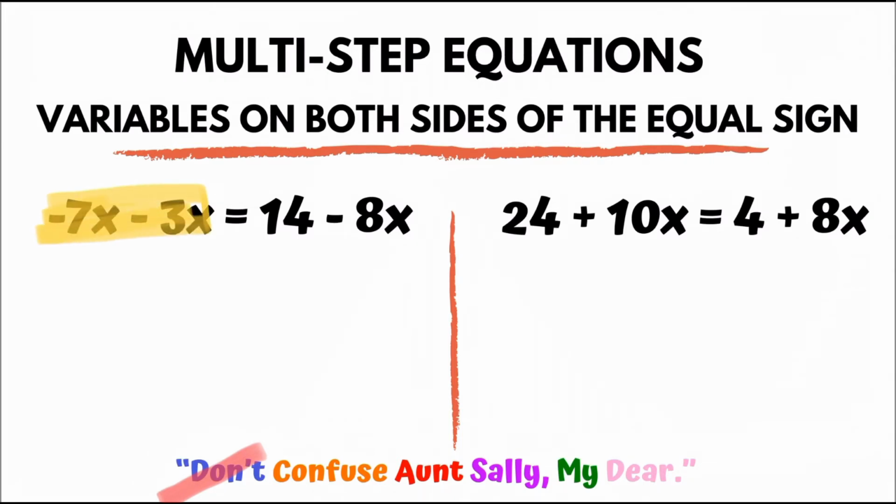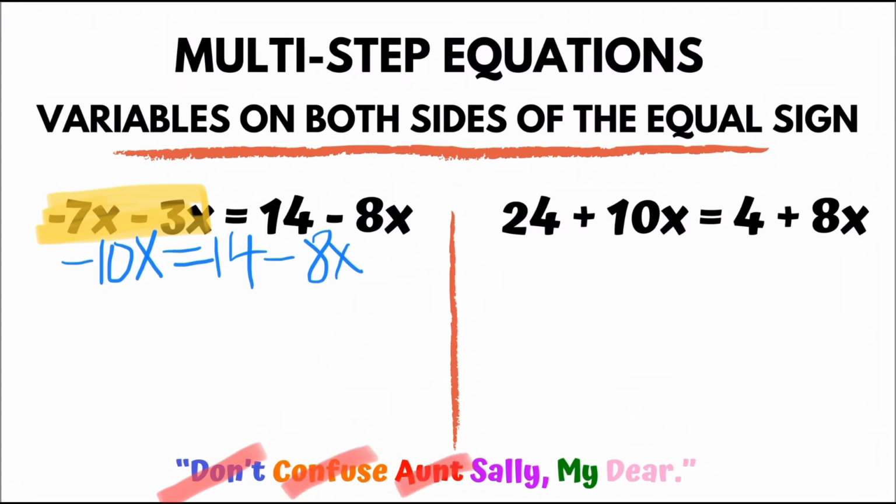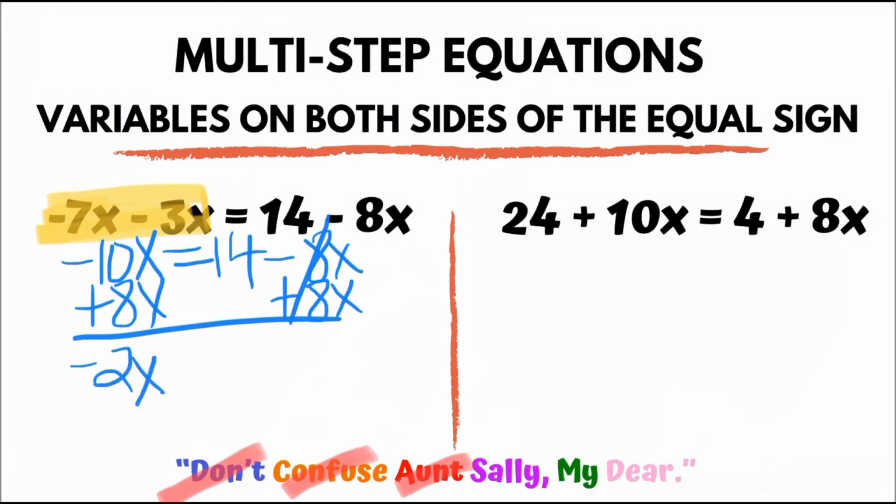-7x minus 3x gives me -10x. So -10x. And then I can bring everything else down. 14 minus 8x. My next step is to add or subtract. In this case, I'm going to add 8x to both sides because I want all my x's on one side, all my numbers on the other. And whenever I do that, I get -2x equals 14.